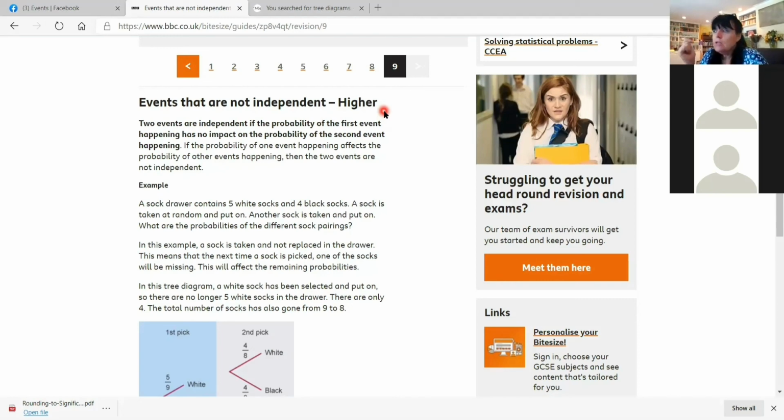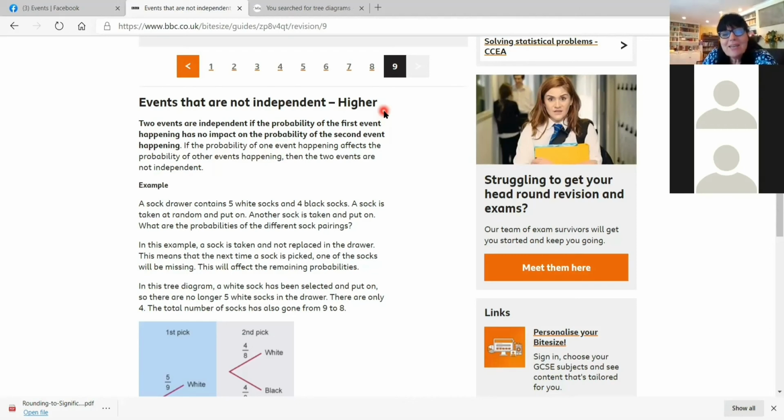Do you understand? Sometimes you get outcomes where they'll say you pick a red counter and you replace it. Now the total won't change, so it's independent. But it might be dependent, where the first event might have an effect on the second. So we've got to look at examples of the two of those. If you look at this one, a sock drawer contains 5 white socks.